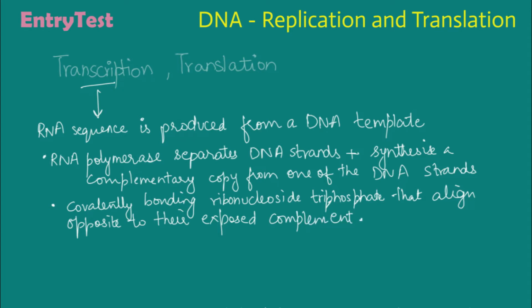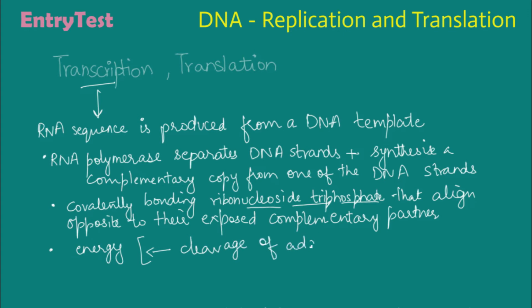And between the old partner and the new one, a covalent bond is formed. So the ribonucleoside triphosphate bonds to the exposed complementary partner. And just like in the case of replication, the energy for this entire process comes from the cleavage of the additional phosphate groups to join them together.